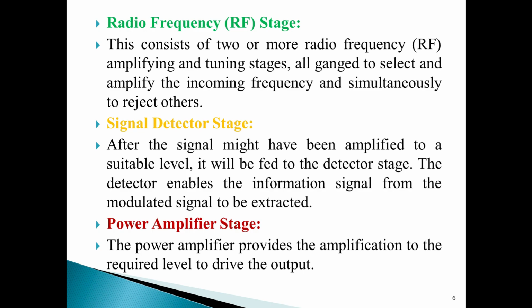The stages. The first stage, the radio frequency stage, consists of two or more radio frequency amplifying and tuning stages, all ganged to select and amplify the incoming frequency and simultaneously to reject others. The signal detector stage: after the signal has been amplified to a stable level, it is fed to the detector stage. The detector enables the information signal from the modulated signal to be extracted. Power amplifier stage: the power amplifier provides the amplification to the required level to drive the output.